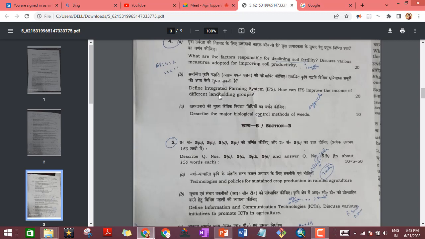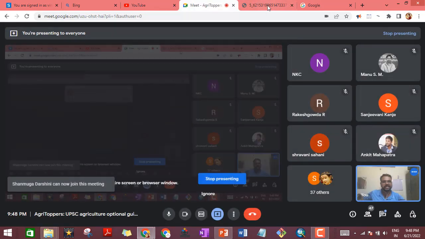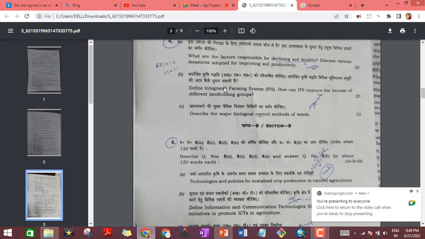Here I think, in this question you see, define IFS and how IFS can improve the income of different land holding groups. Income of different land holding groups means you should write the economic details. If you don't write the economic details, then we may have some penalty of marks. The syllabus has given integrated farming system. So you go one step ahead also, not only stick to the syllabus and previous papers. What more can be read?